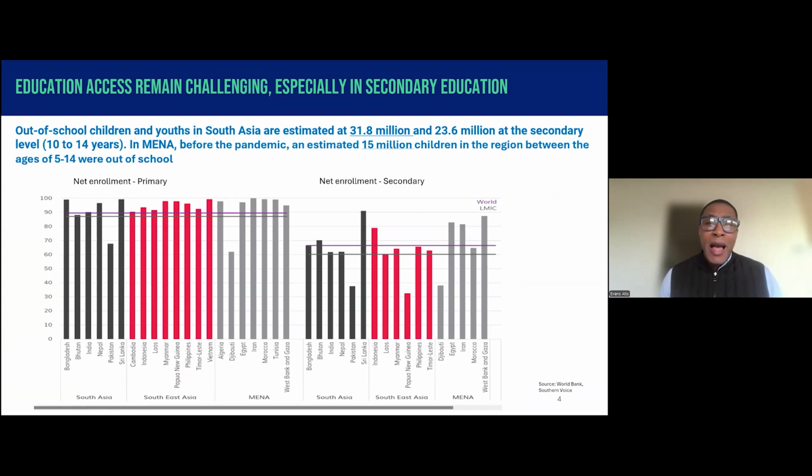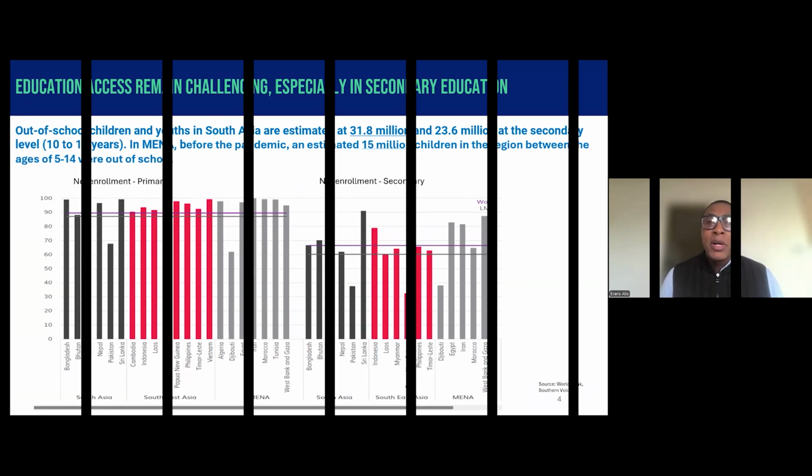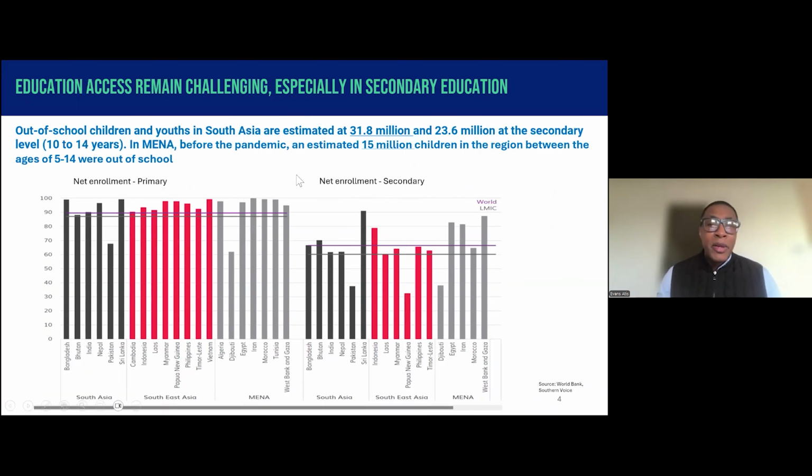For the first question, quickly, what we are seeing in South Asia and MENA is that we have a problem of access, mostly at secondary level. We know that we have a huge number of children and young people who are out of school. We're looking at 31 million in South Asia, of which 23 million at secondary level, and in MENA, it is estimated at 15 million. That's the latest number we have at our level. We wouldn't be surprised if these numbers have changed, but these are the numbers that we're working with.